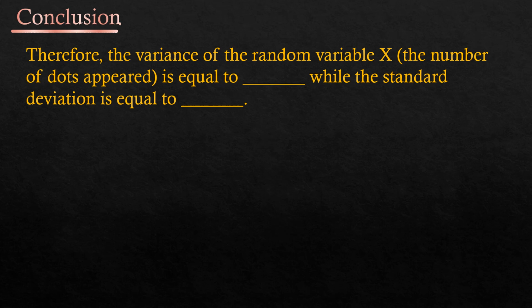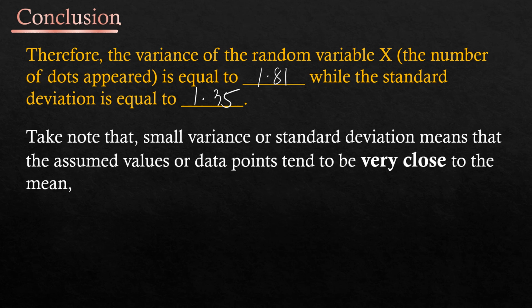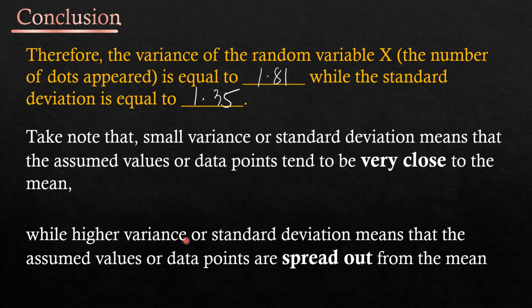To conclude, we have the following conclusions. Therefore, the variance of the random variable x, which is the number of dots appeared, is equal to 1.81, while the standard deviation is equal to 1.35. Now, take note that a small variance or standard deviation means that the assumed values or data points tend to be very close to the mean. While a higher variance or standard deviation means that the assumed values or data points are spread out from the mean.